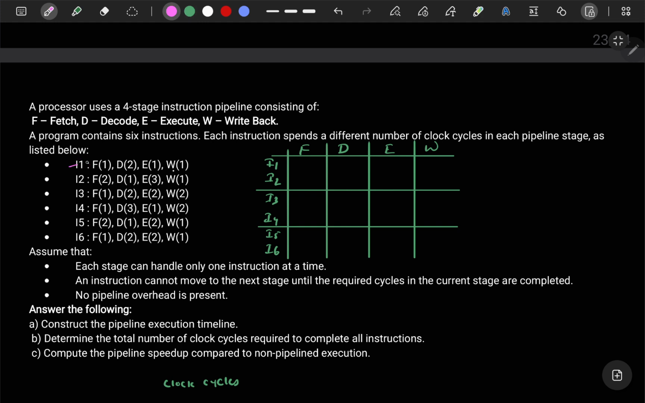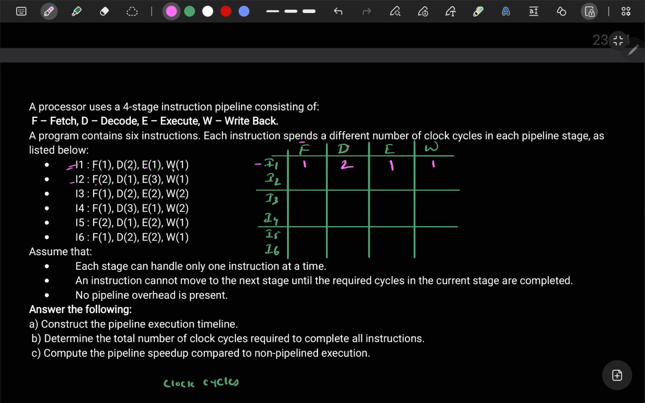Go to instruction 1 at fetch, it's taking 1 clock cycle. Fill it. Instruction 1 at decode takes 2 clock cycles. Instruction 1 at execute takes 1 clock cycle. Instruction 1 at write back takes 1 clock cycle. Like this you fill the table.